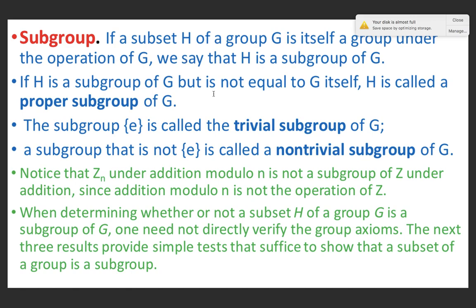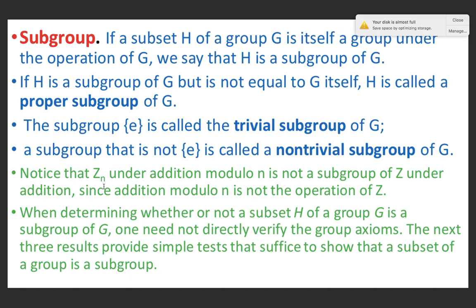If H is a subgroup of G but is not equal to G, then H is called the proper subgroup of G. The subgroup E is called the trivial subgroup of G because it is also a group in itself. This is a set containing the identity element and this is called the trivial subgroup of G. A subgroup that is not E is called a non-trivial subgroup of G.